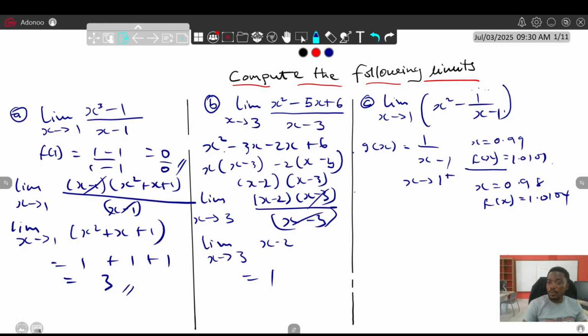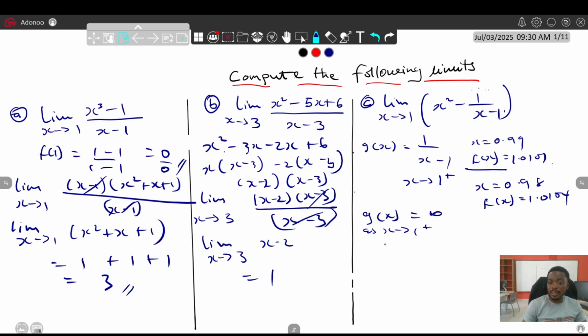Okay, so clearly, as we approach 1 from the right, the function g of x approaches infinity, right? So g of x approaches infinity as x approaches 1 from the right.